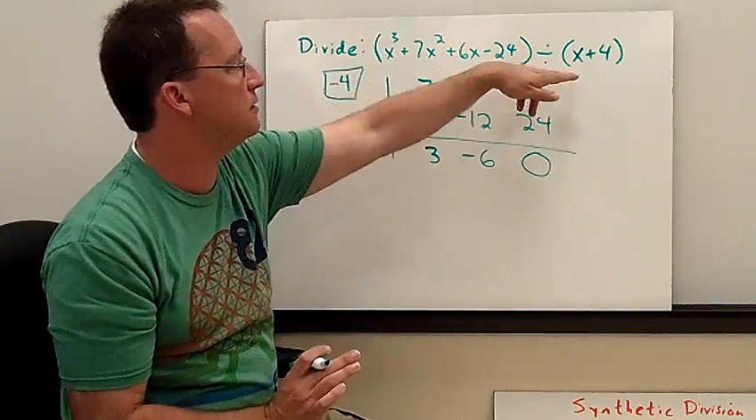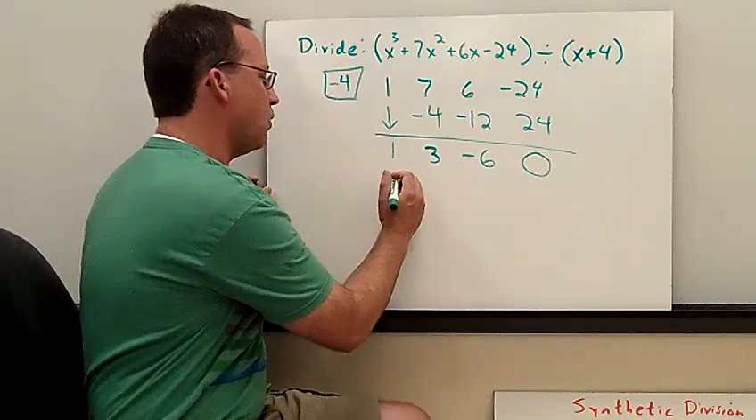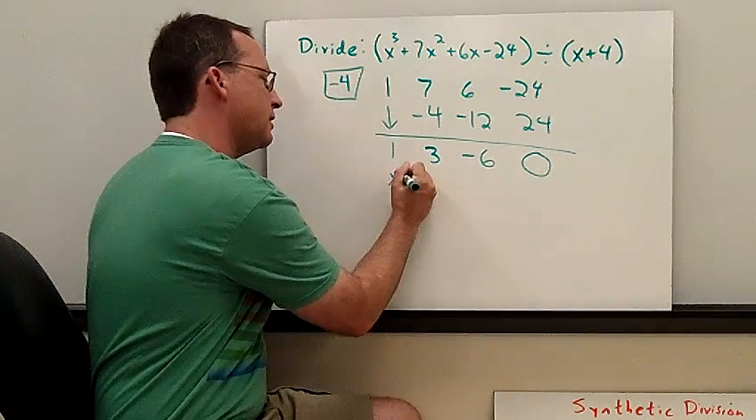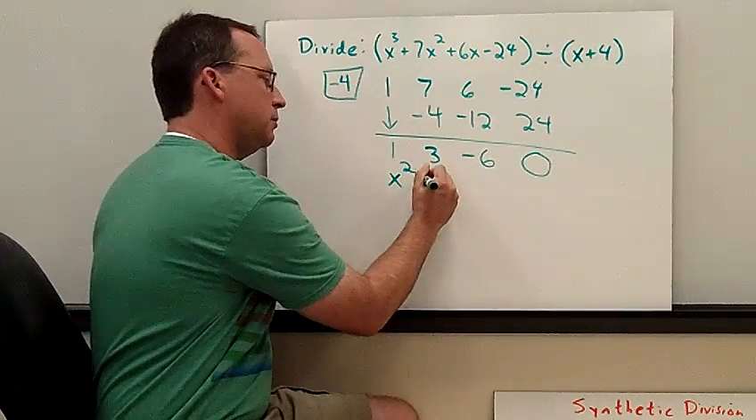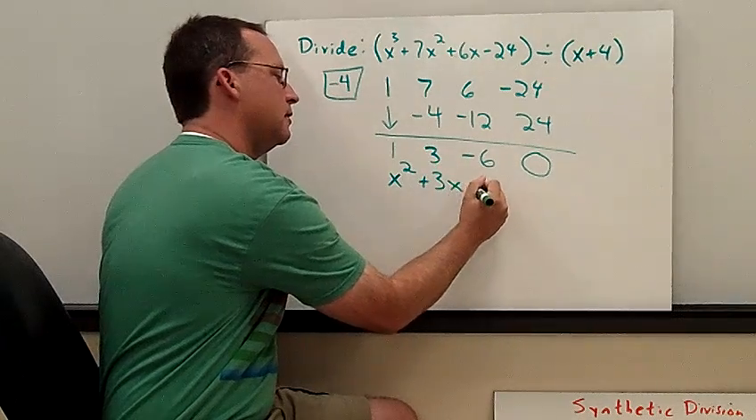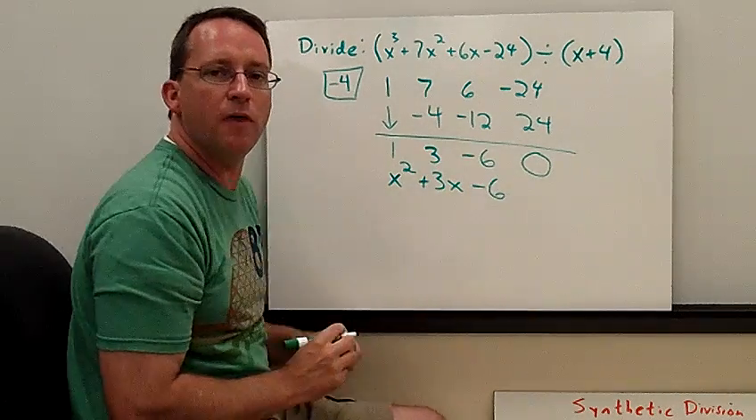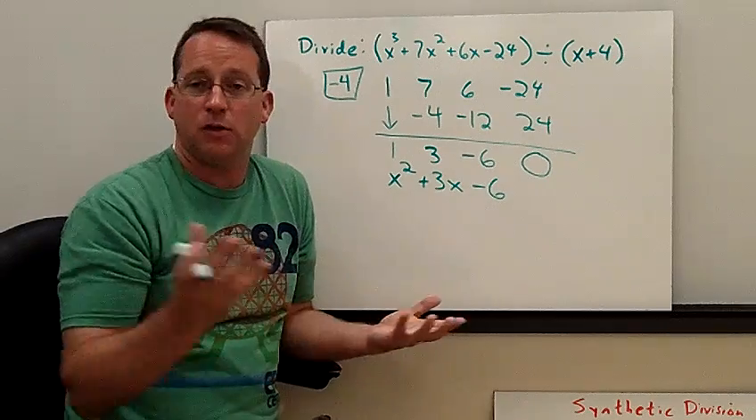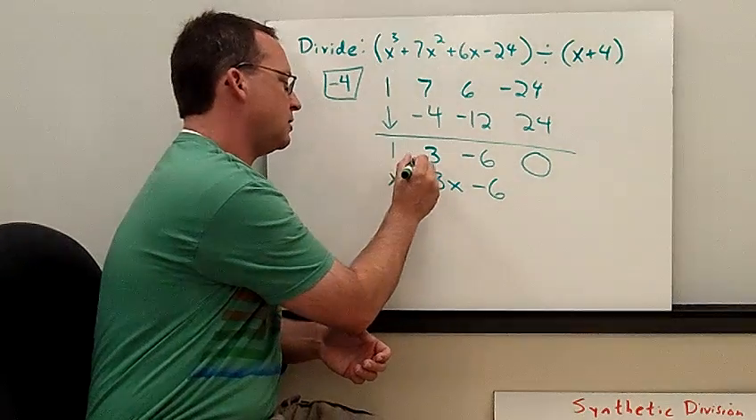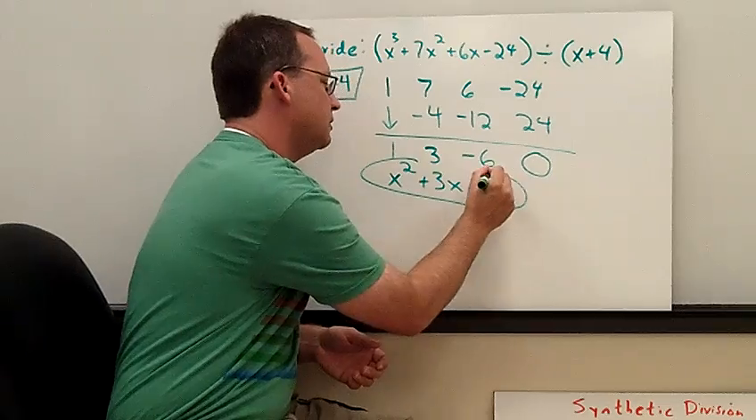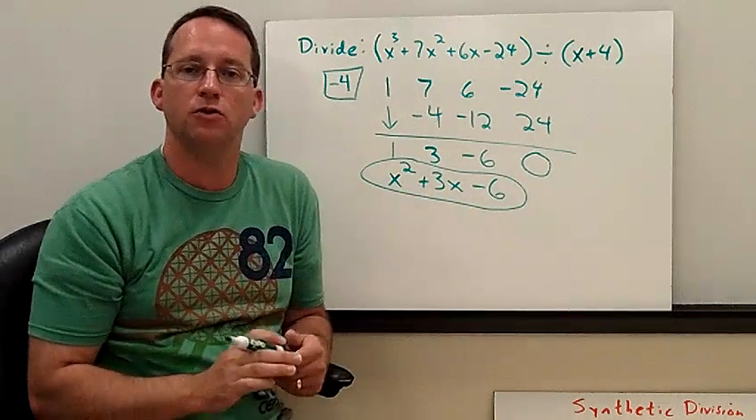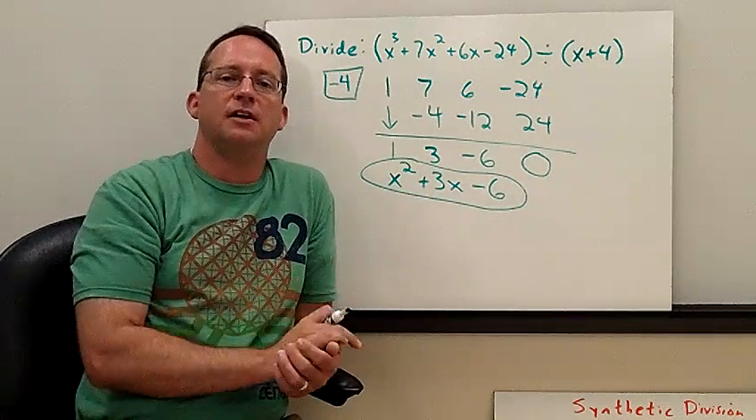We've got x to the third divided by x. It's going to be an x squared, so that 1 stands for 1x squared. Plus a 3x minus 6. We've got a 0 there, so no remainder at all. So we don't have to write that. Our answer is just x squared plus 3x minus 6. And that's our solution. And that's all there is to synthetic division.